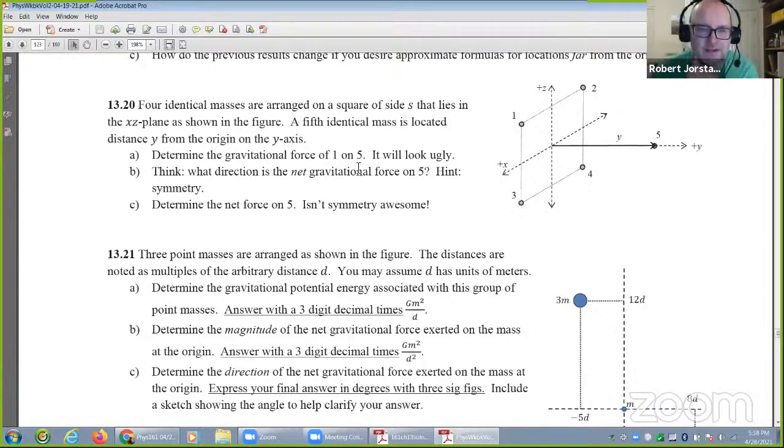Before we get ahead of ourselves, how do we get the gravitational force of 1 on 5? Somebody walk me through what you think. Try not to look at the solutions. It's going to be ugly. Just describe to me what you would try to do to figure out the force of 1 on 5. Anything you think of.